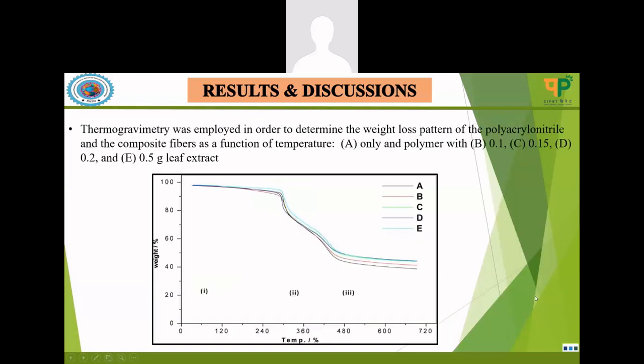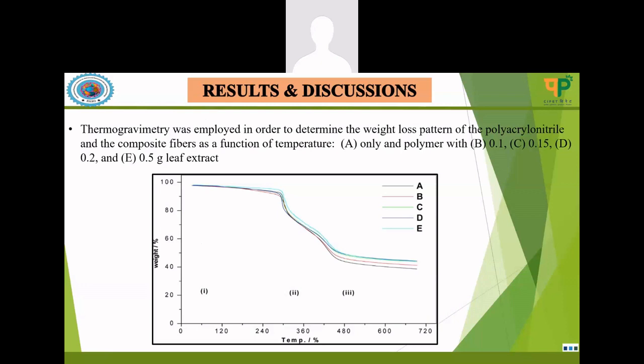Now, next is the TGA graph, which shows the thermogravimetric analysis employed in order to determine the weight loss pattern of the PLA and nanocomposite fibers as a function of temperature. As shown in the figure, in the TGA curve of pure PLA and the polymer nanofibers at different percentage loadings, a three-step degradation process has been identified, which is characterized by an exothermic reaction typical of PLA for both the pure polymer and the leaf loaded polymer nanofibers with different concentrations.